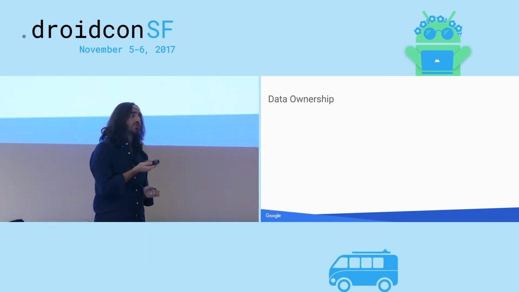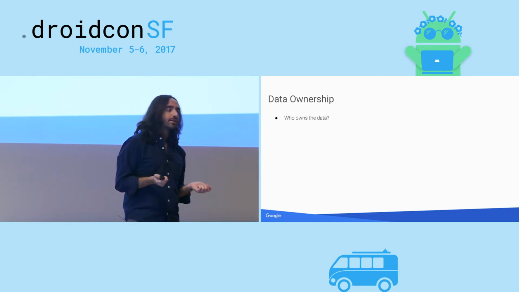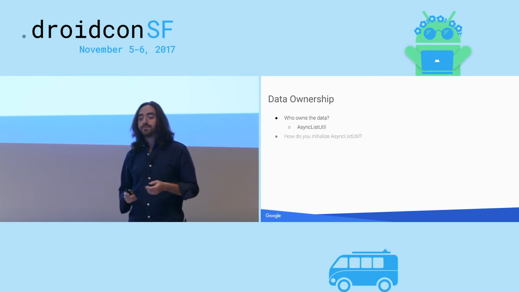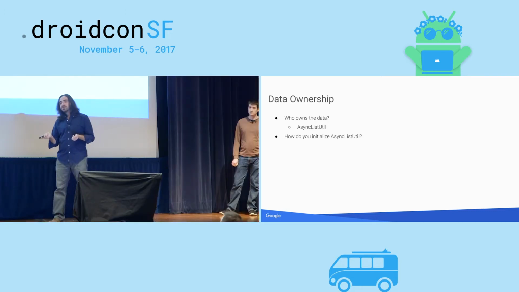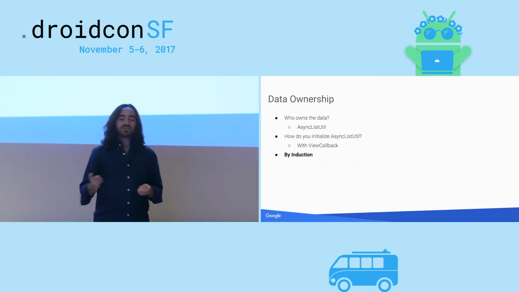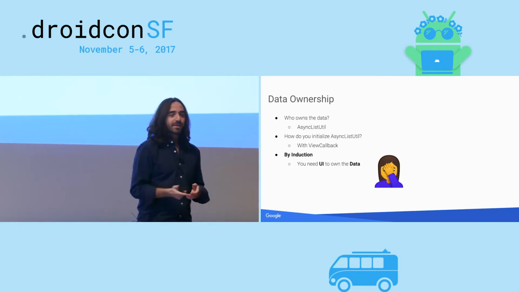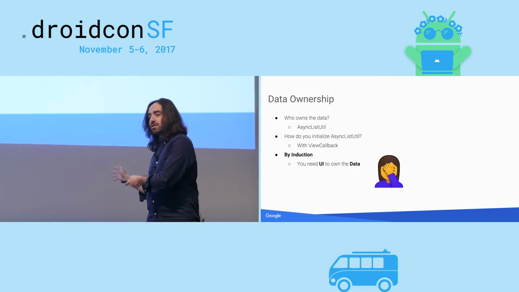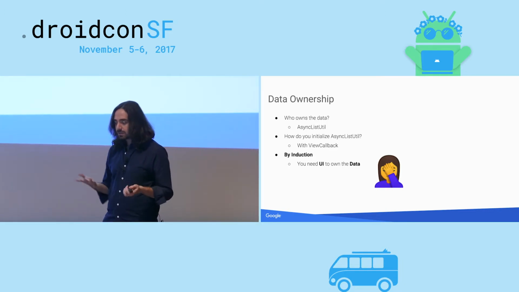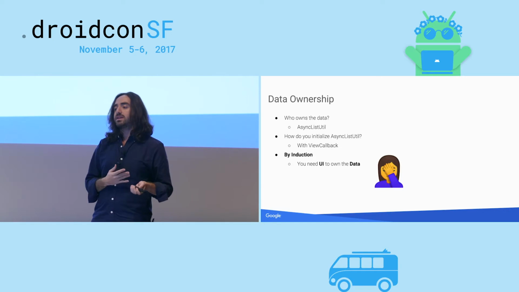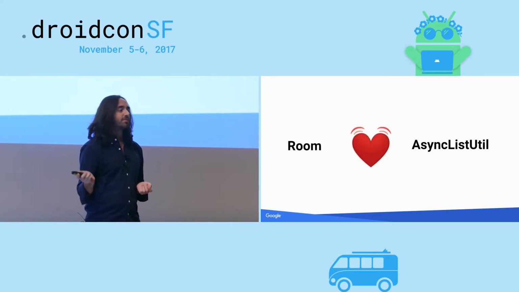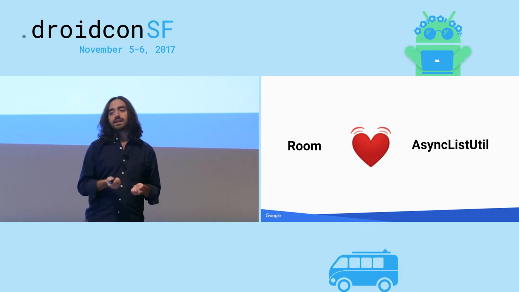So there comes the question of data ownership. Who owns this data is the SQLiteUtil. The SQLiteUtil class is the one that's holding on to your data. But to initialize the SQLiteUtil, you need the view callback. So by induction, you need UI to own the data. Now, shame on myself because I worked on that class, and this is a horrible way to structure things. Sometimes we make this mistake: you're trying to make something easy, and then you forget that that's not a great solution. So the love affair between Room and SQLiteUtil didn't last long.